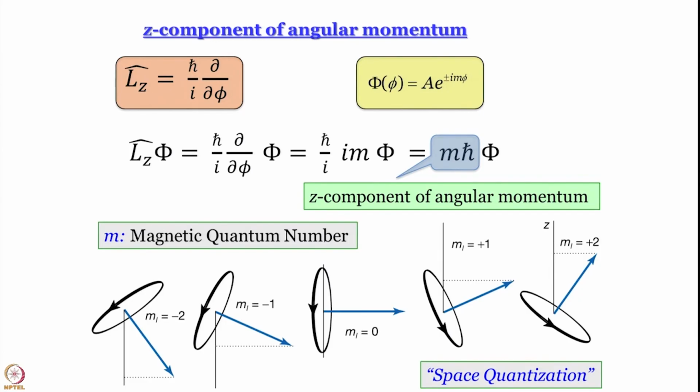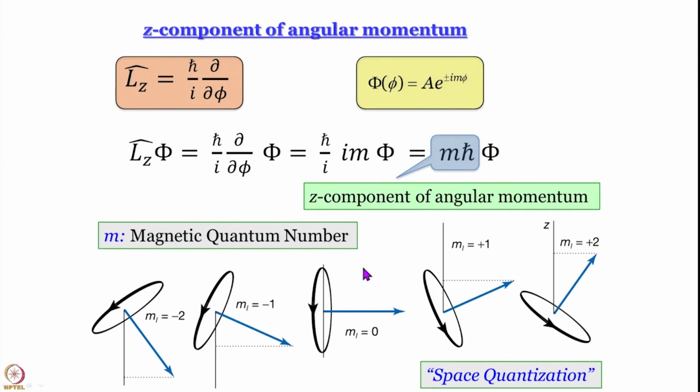And similar to, or exactly like, capital M for the rigid rotor, small m here denotes the z component of angular momentum. If you make the angular momentum operator operate on capital phi, then you get m h cross multiplied by capital phi, an eigenvalue equation, where the eigenvalue is m h cross. So, that is the z component of angular momentum, and m is called the magnetic quantum number.